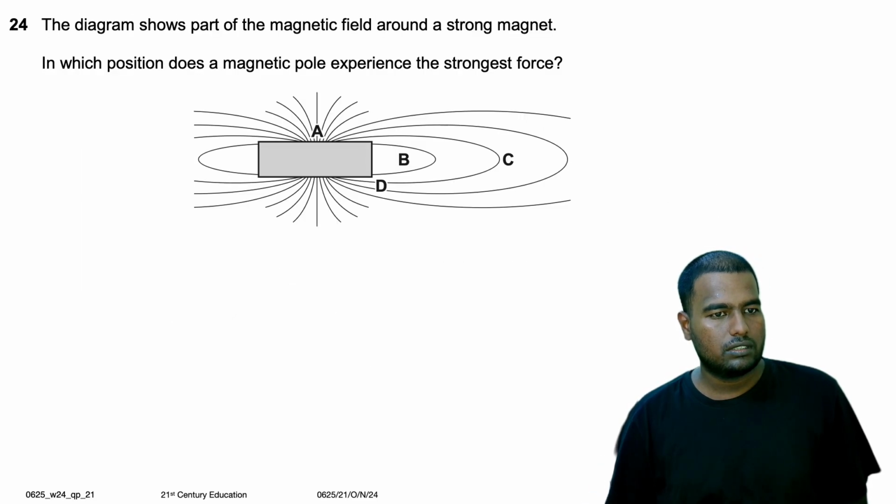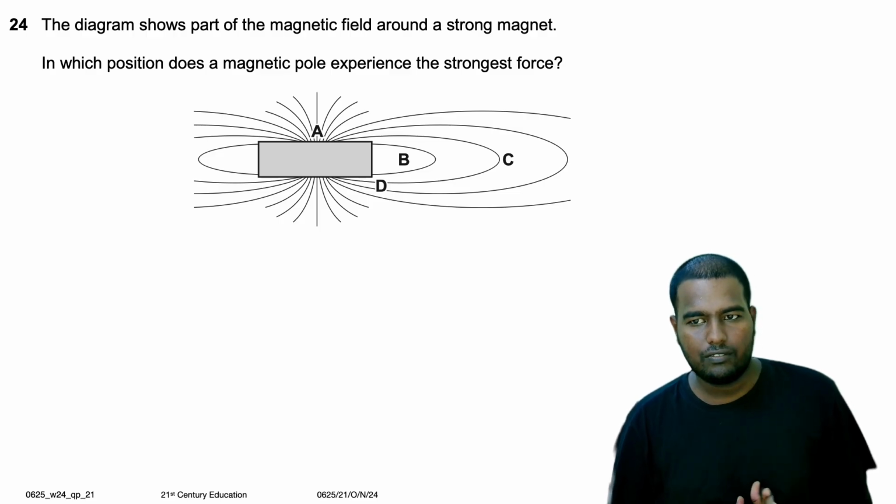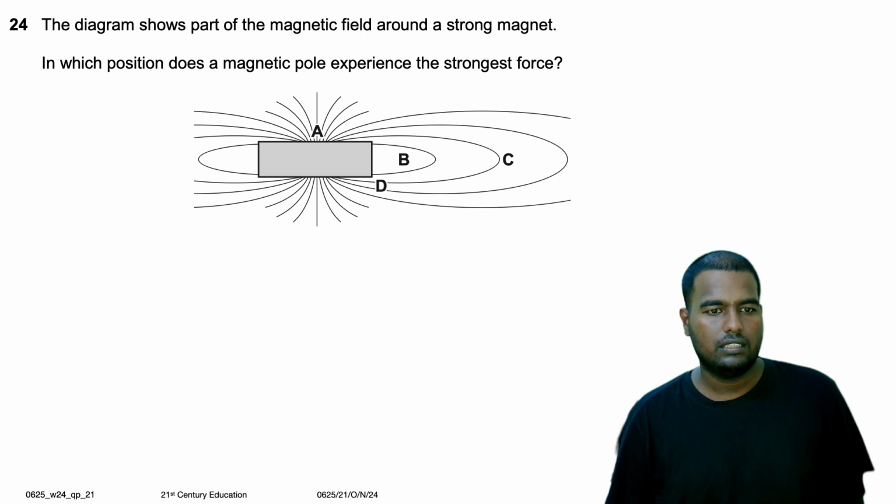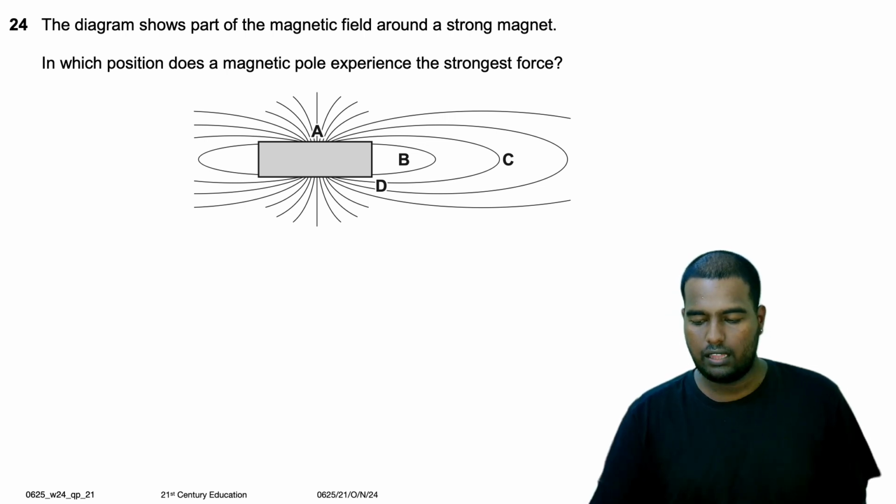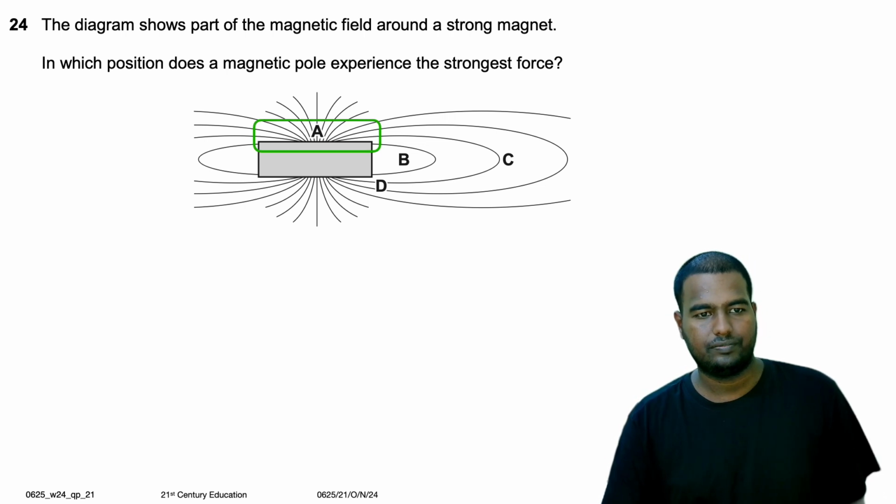The diagram shows part of the magnetic field around a strong magnet. In which position does the magnetic pole experience the strongest force? Magnetic field is strong where the lines are close to each other. Out of all of these, only in A they are close to each other, so it's A.